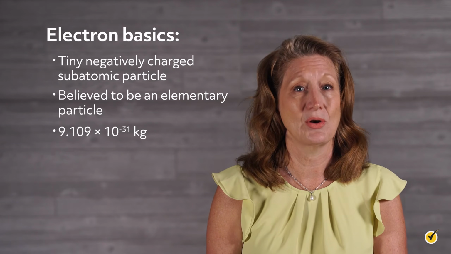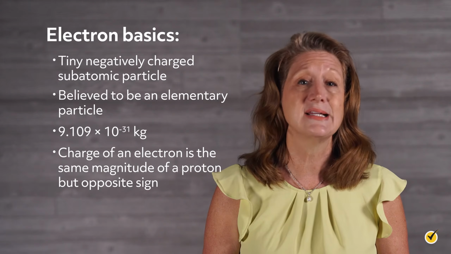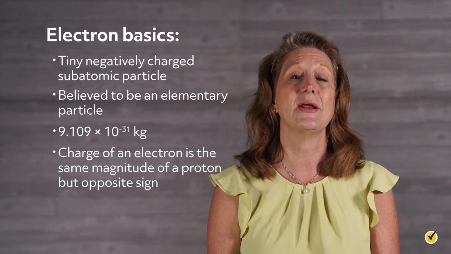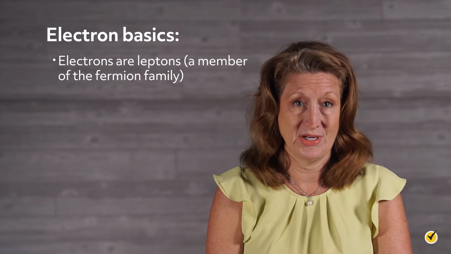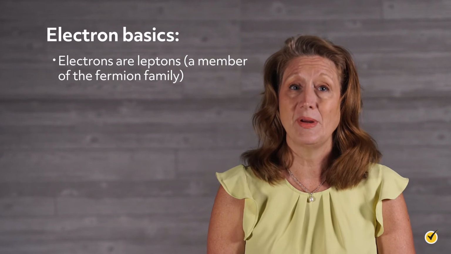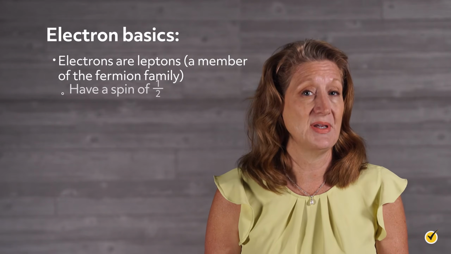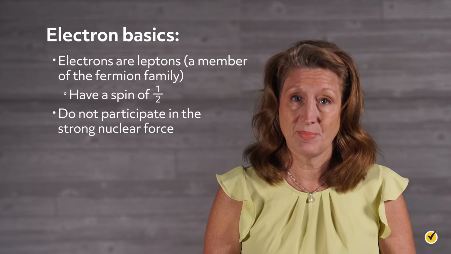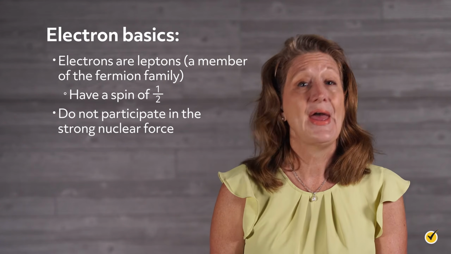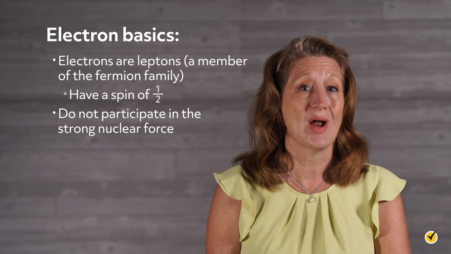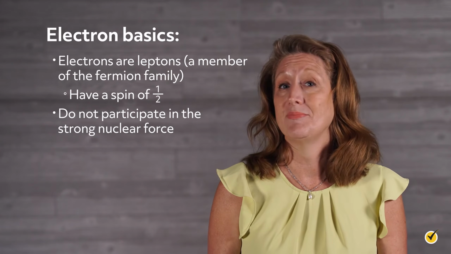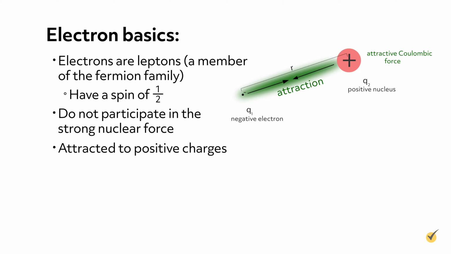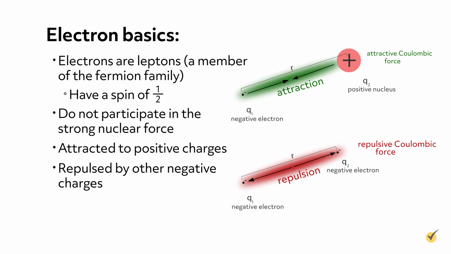Despite being much smaller, the charge of an electron is the exact same magnitude as a proton, but of the opposite sign. Electrons are leptons, a member of the fermion family, which means they have a spin of 1/2, which we'll get into in a second, and do not participate in the strong nuclear force. This doesn't mean they don't interact strongly with other particles. After all, they're negatively charged, so they're attracted to positive charges and repulsed by other negative charges.